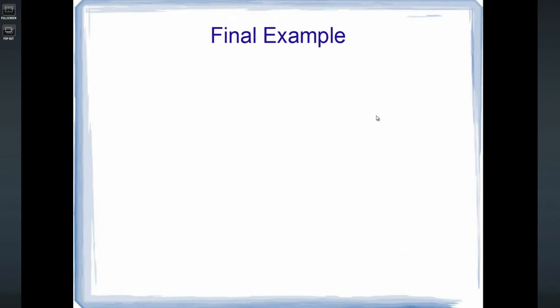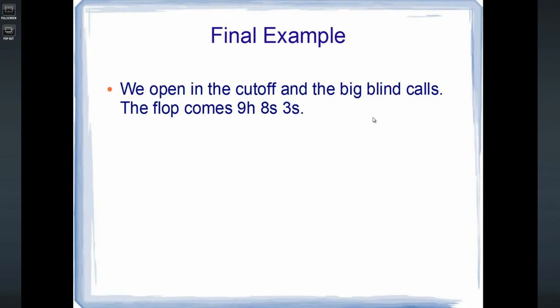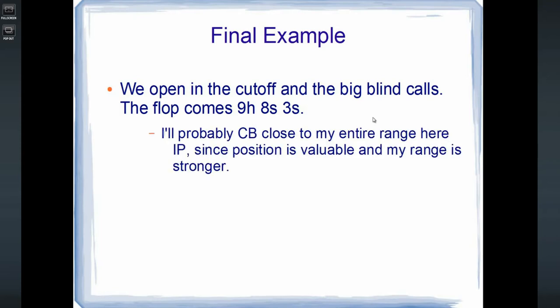So we've come to the boss fight, the final example. We open in the cutoff and the big blind calls. The flop comes nine of hearts, eight of spades, three of spades. So what I'll do on this flop is usually c-bet close to my entire range here in position. I might literally c-bet my entire range here, since position is valuable and my range is stronger than the opponent's. He's calling in the big blind because he's getting slightly better than 2-1 immediate odds. But he's out of position and he got a flop which is probably bad for his range.